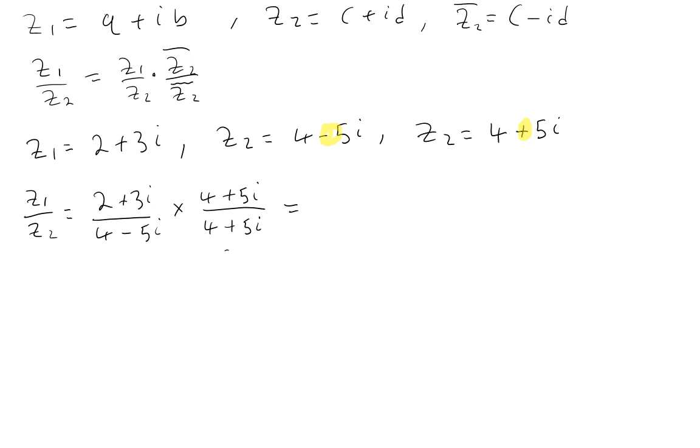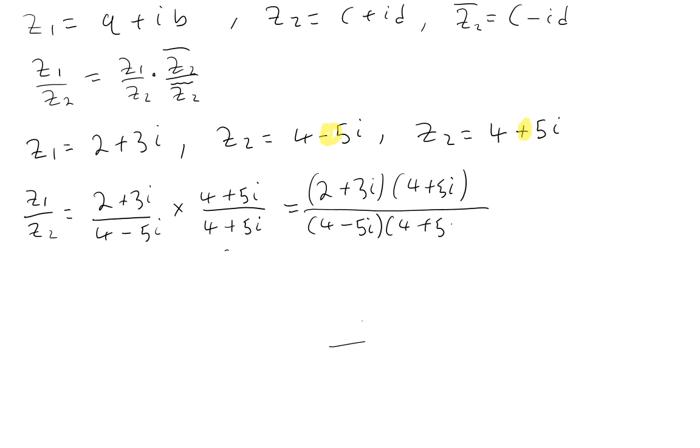And this one, we can write it as 2 plus 3i in brackets, 4 plus 5i, over 4 minus 5i, 4 plus 5i. And we can multiply this. Let's start with the numerator.